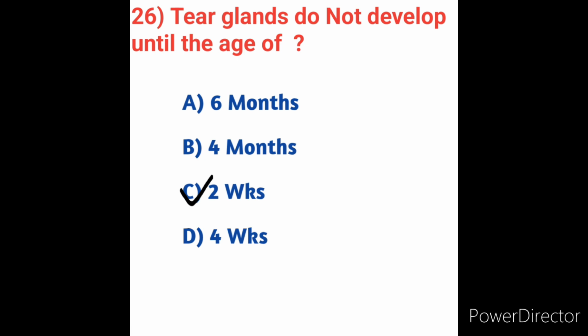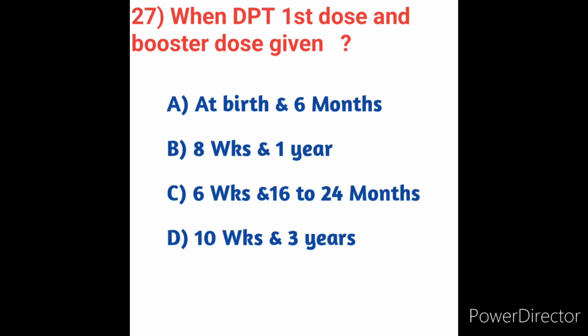Next we will move on to question number 27. When are the DPT first dose and booster dose given? In this question we covered two questions: what is the DPT first dose and the booster dose? We will discuss the options now. Option A, at birth and 6 months. Option B, 8 weeks and 1 year. Option C, 6 weeks and 16 to 24 months. Option D, 10 weeks and 3 years.